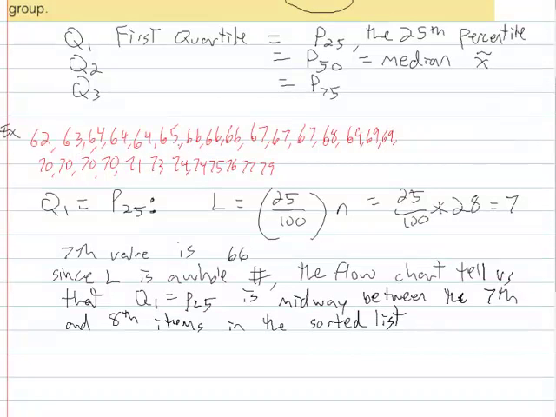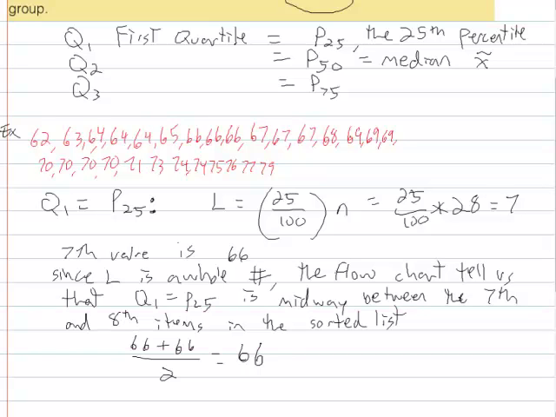The seventh item is 66. The eighth item is also 66. Well, what's midway between 66? We take 66 plus 66 divided by 2, and we get 66. It's just the average of those two values. That's all it is, and of course when they're the same, that's even easier. 66, that's Q1. Done.